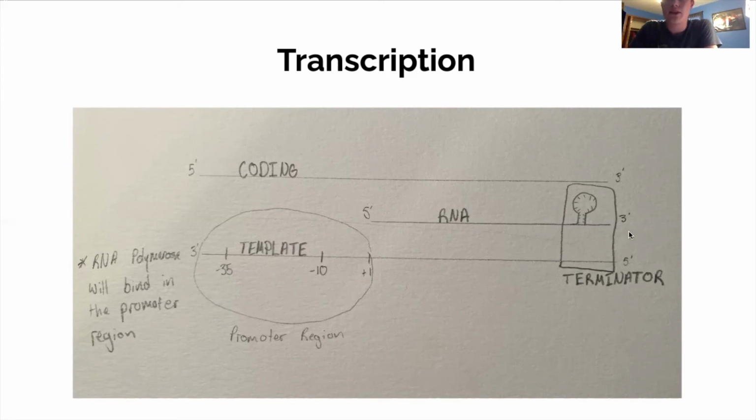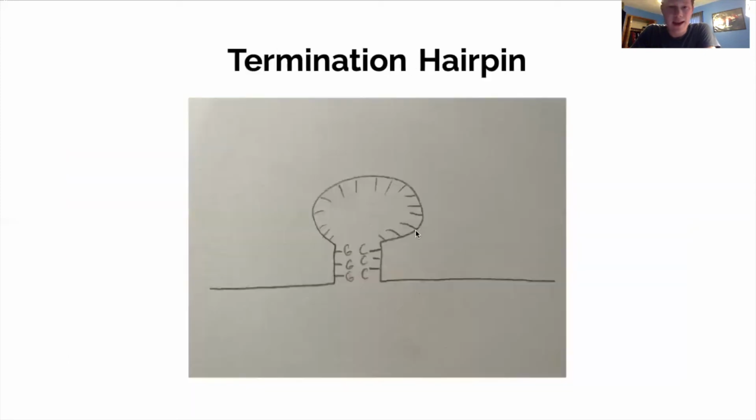And then it reaches something called the terminator. It's a terminator sequence, and then a termination hairpin, which I'll show you in the next slide what it looks like here. It's basically just where the strand doubles back on itself, and then this causes the RNA polymerase to dissociate, so it just falls right off here, and then that actually ends the RNA strand. That way it's the correct length.